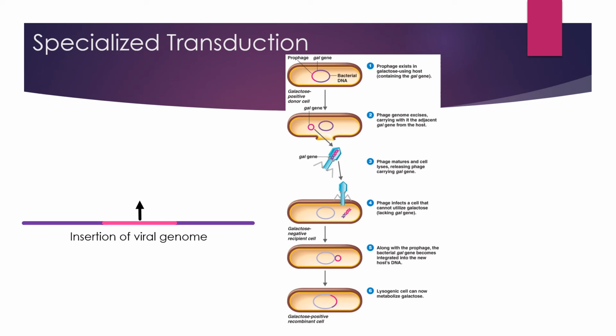Under stress, or sometimes spontaneously, the virus will actually excise itself from the bacterial chromosome. But occasionally it makes a mistake when it does this. Instead of just picking up viral DNA during excision, the virus may actually pick up viral DNA as well as some adjacent genes that are next to where it inserted in the chromosome. So instead of getting all magenta, you get magenta plus a little bit of purple.